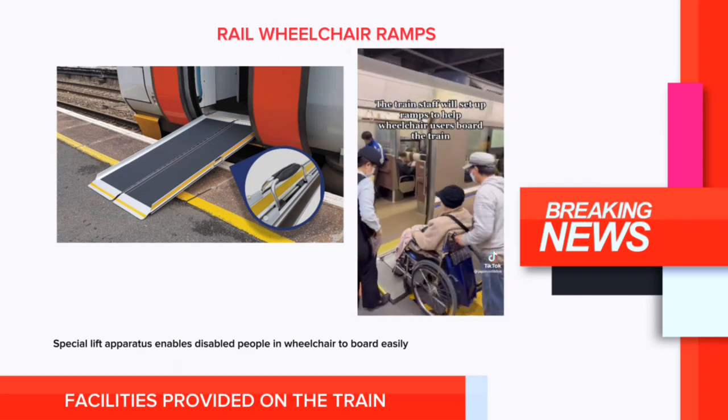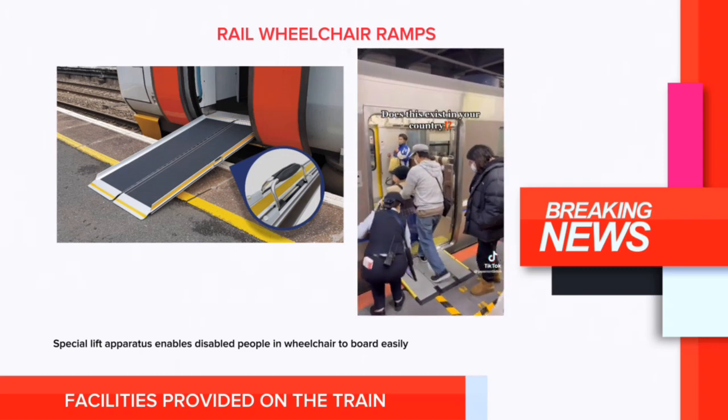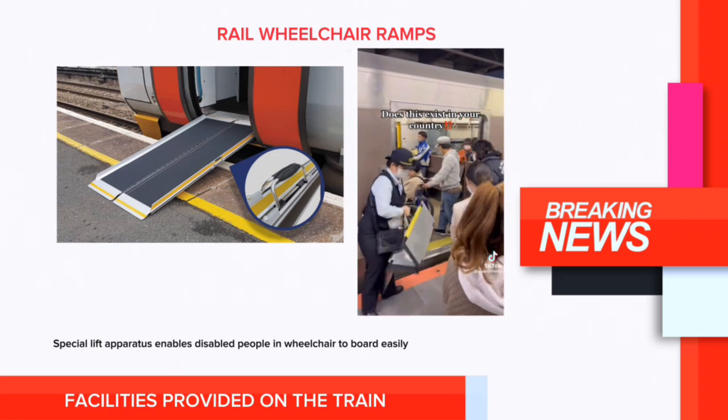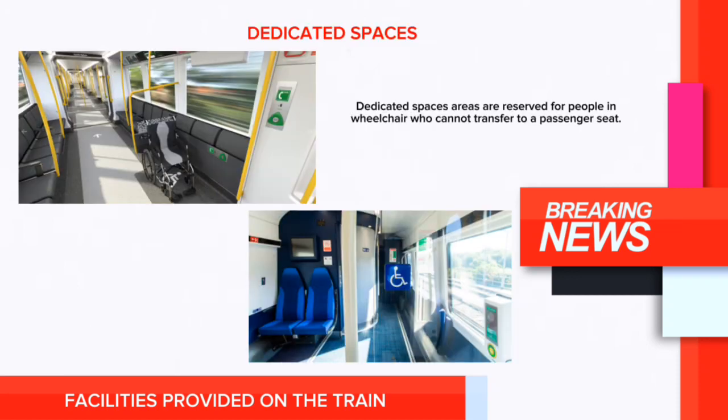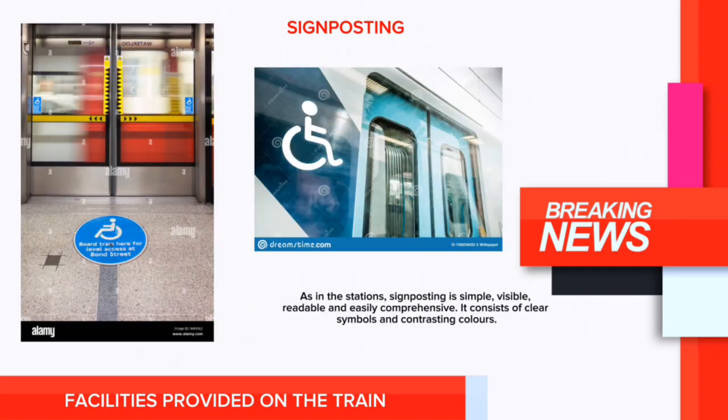The facility provided on the train is a rail wheelchair ramp. It makes it easier for disabled users to ride the train. The second one is a toilet facility for disabled users on the train. The third one is a dedicated space for disabled users on the train. The last one is signposting on the train to make sure normal people are aware of disabled users.